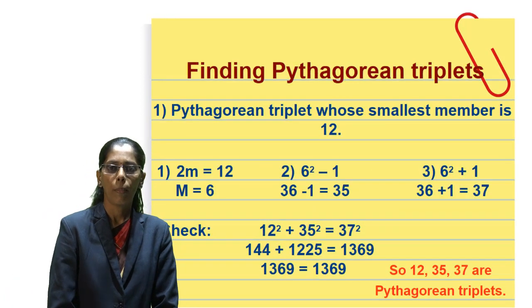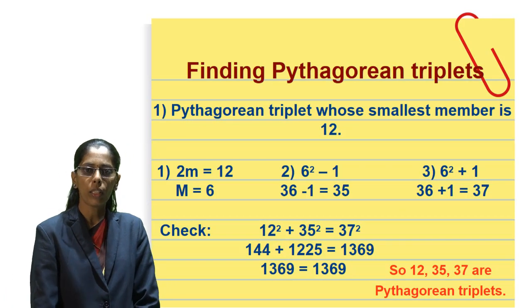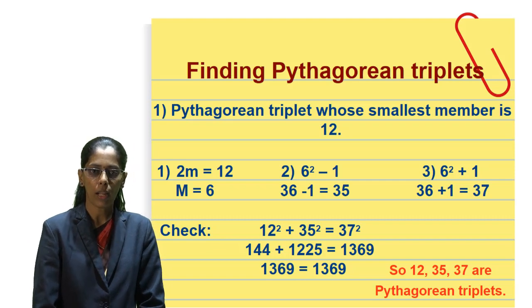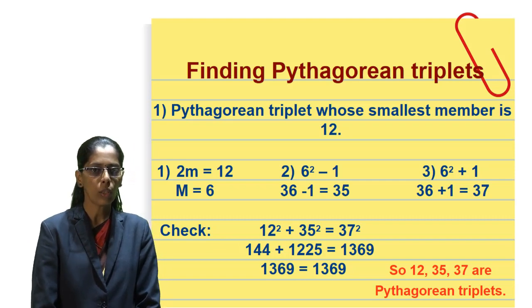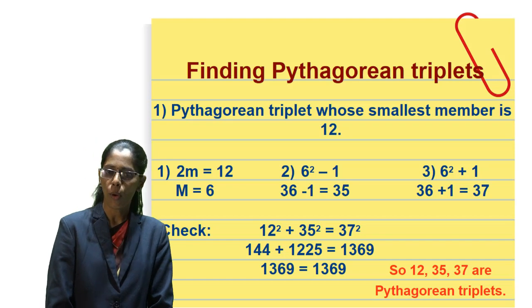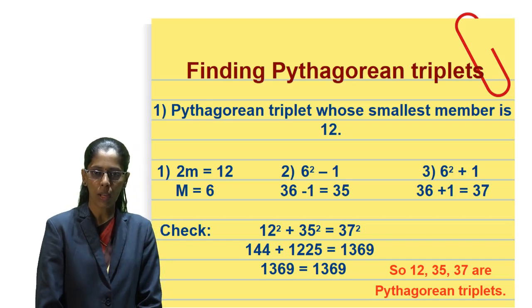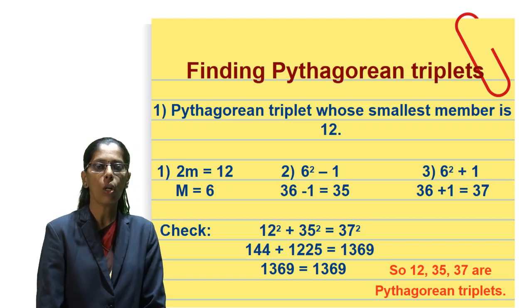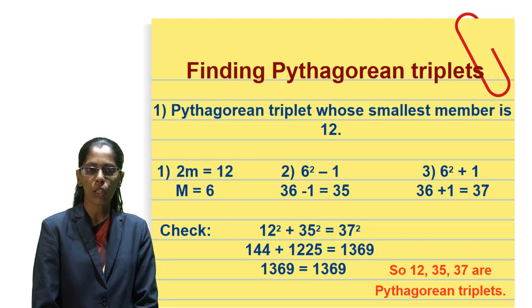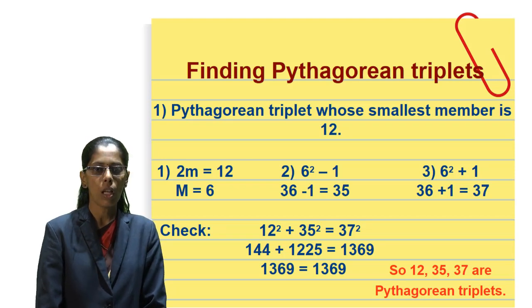Now, finding Pythagorean triplets: a Pythagorean triplet whose smallest member is 12. How do we find the remaining two members? Let us see. The formula is given. The first member is 12, that means the value of 2m is equal to 12. From that equation we get the value of m equal to 6.